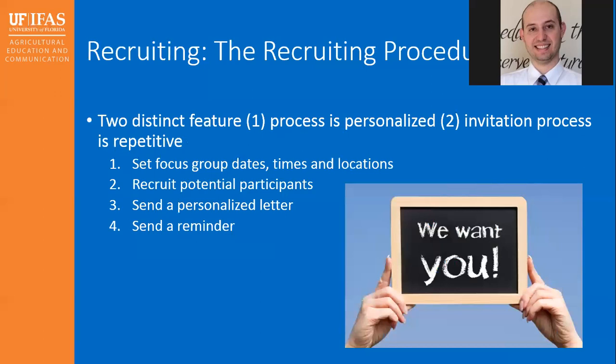The third step is to send a personalized letter. Soon after the person has agreed to participate, send him or her a personalized letter. Don't use a general salutation such as dear friend or dear colleague or dear participant. This letter should thank this person for agreeing to participate and confirm the date, time, and place of the focus group. And then once you've sent that out, make sure you send a reminder or a set of reminders through phone or contact of some sort a day before the focus group to remind him or her of the group.